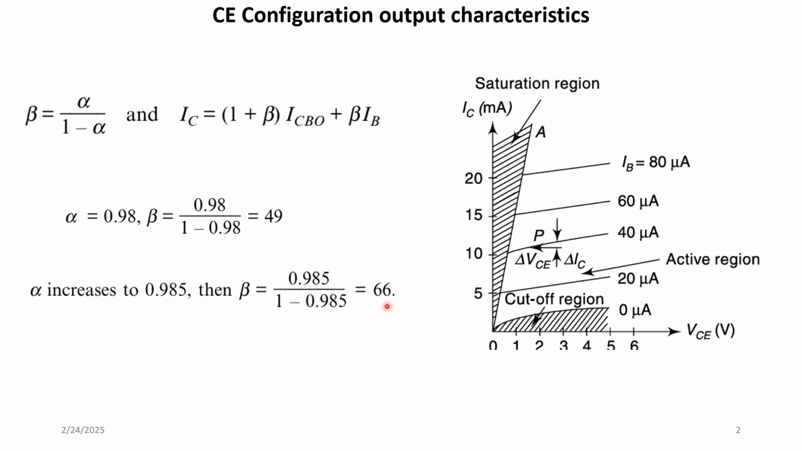So what's the inference here? A slight increase in alpha by about 0.5 percentage results in an increase in beta by about 34%. So what we infer from this example is that the output characteristics show a larger slope when compared to common base configuration. That is the inference from this equation. Larger slope when compared to CB configuration.